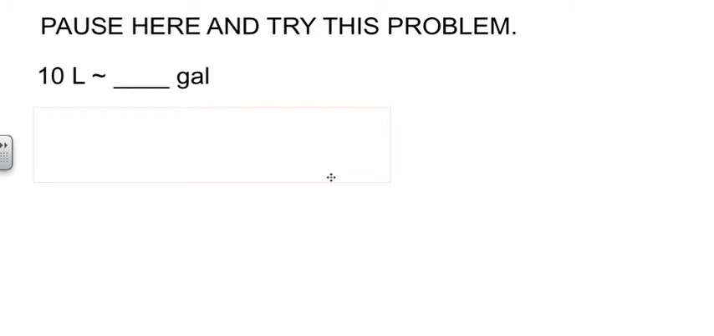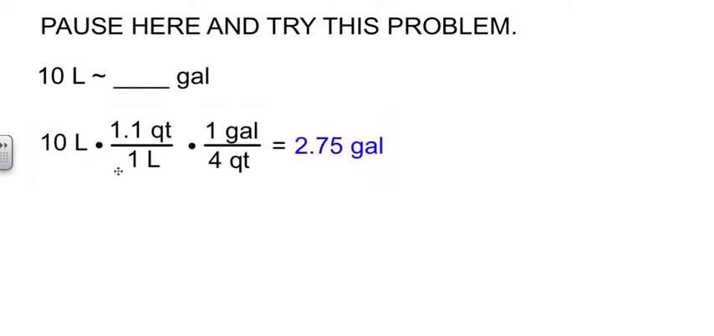Okay. 10 liters to gallons. We don't have a direct conversion between liters and gallons, but we know that 1 liter is about 1.1 quarts. Liter cancels liter. And then from last time, we know that 1 gallon is equal to 4 quarts. Quart cancels quart. So I've got 10 times 1.1, and then divided by 4, gives me 2.75 gallons, roughly. Again, not exactly, but close.